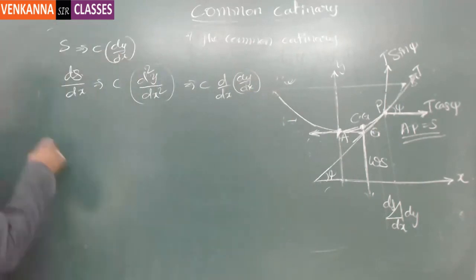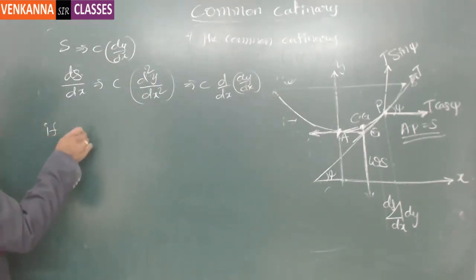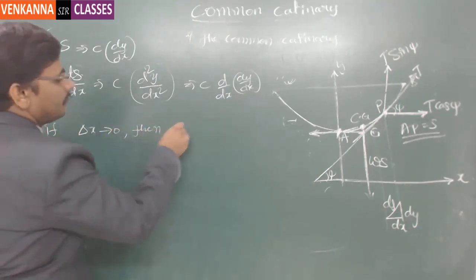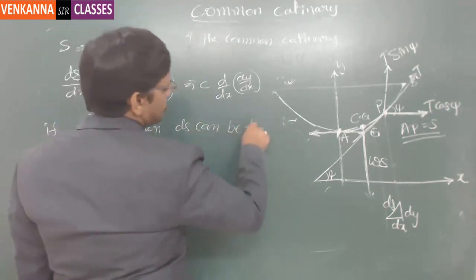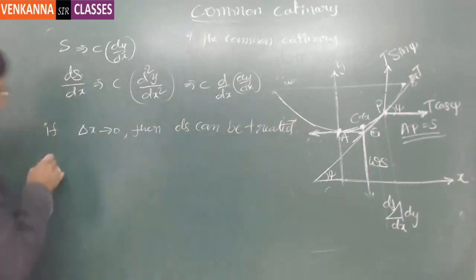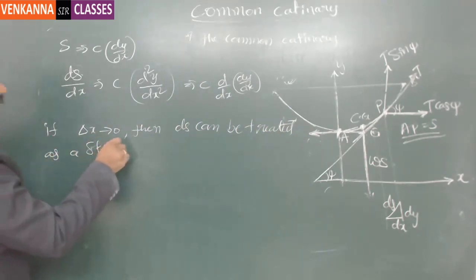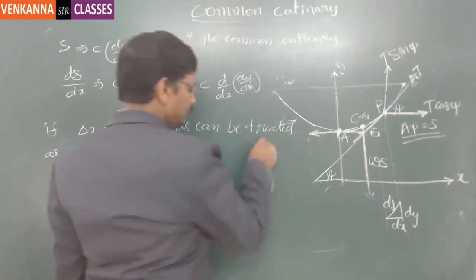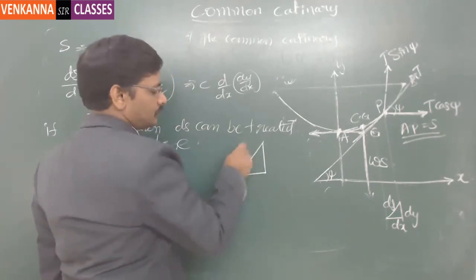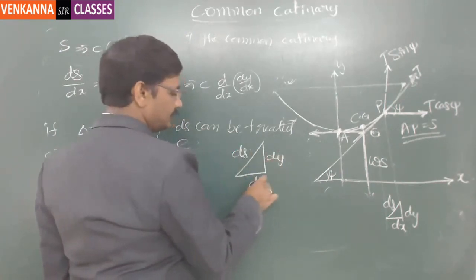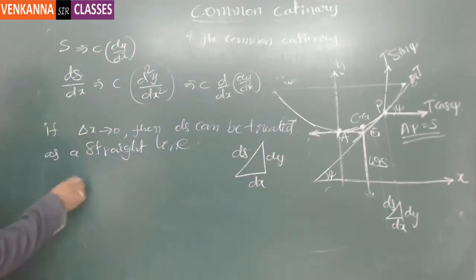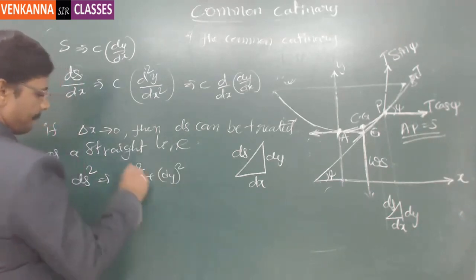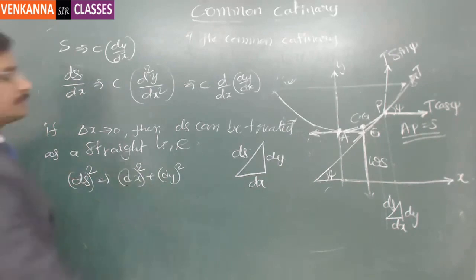So if delta dx tends to 0, then ds can be treated as a straight line. Now this triangle, I have enlarged this equation. So this is ds, this is dy, and this is dx. So from there, ds square is equal to dx square plus dy square, as per Pythagoras theorem.